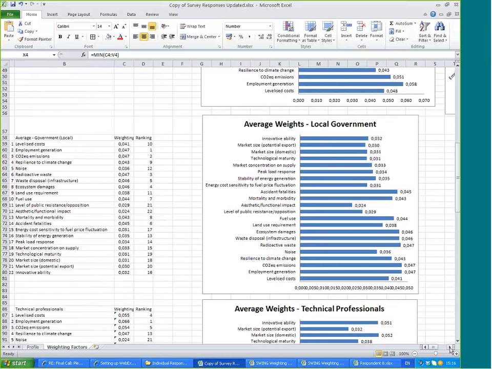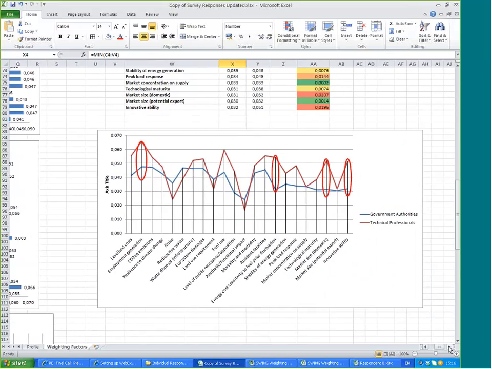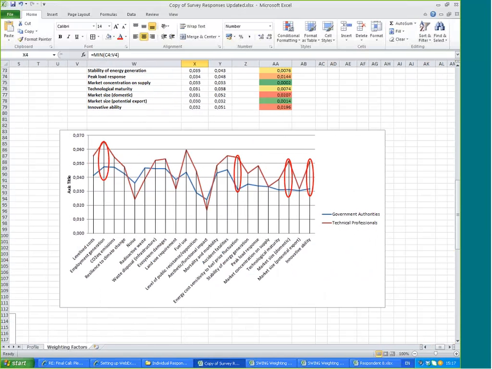Looking at the results and preferences of those 2 groups, I hope you can see this graph. What we can identify here are the criteria with the largest difference in the way the different groups presented their preferences. So employment generation was highly evaluated by technical professionals, not that high from government authorities. And the same or a similar difference stands for fuel price fluctuation, for internal market size, and innovative ability.